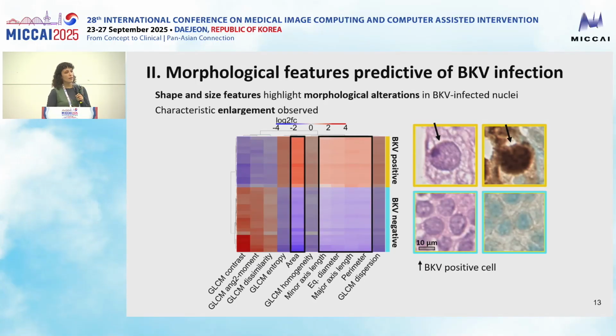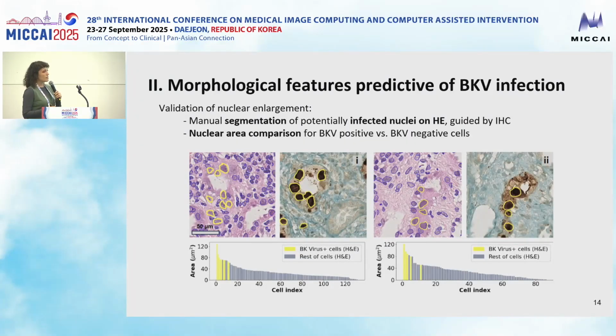Other features that were significantly related to the infection were mainly related to the cell size and shape. Specifically, the infected nuclei were mostly larger than the non-infected nuclei. To validate this, we asked an expert pathologist to manually segment the infected nuclei, here in yellow, with the help of the closest IHC, and compare the area with the non-infected nuclei. As we can see in the histogram, the infected nuclei are clearly larger than the non-infected ones.